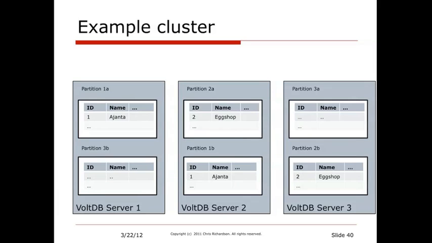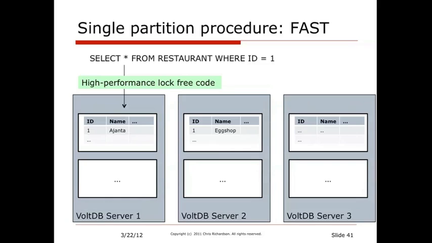You end up with a scheme like this where partition 1 resides on servers 1 and 2, partition 2 resides on servers 2 and 3, and then partition 3 resides on servers 3 and 1. So your data is sliced up by partition key and spread and partitioned across the servers, and then also replicated across the servers.